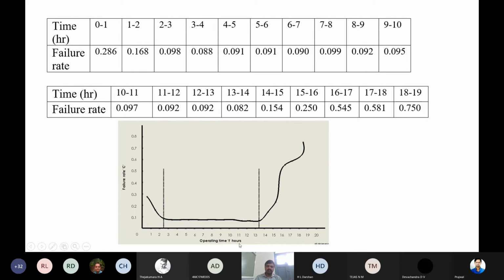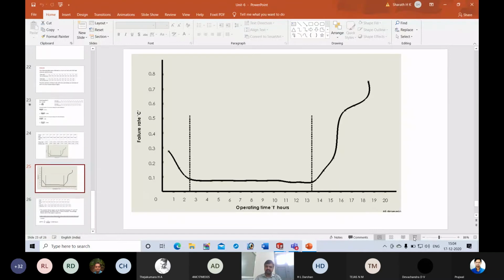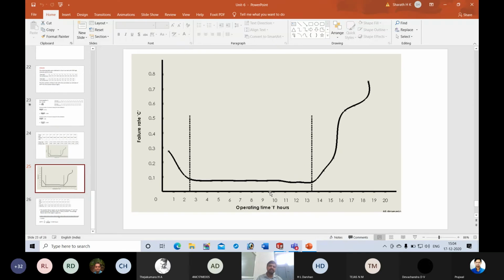On the y-axis we have failure rate. On the x-axis, you have to consider the time from 0 to 20. I am considering 1 hour as 1 unit. Like this, you have to plot the graph. I have plotted this graph on SolidWorks, but you can plot on graph sheet. In the exam or while practicing, you can plot this on graph sheet, or even by using a scale, no problem.